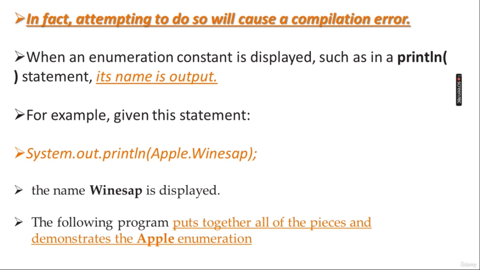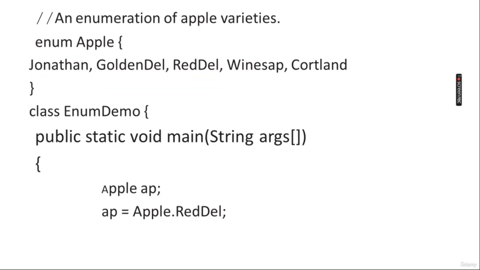When an enumeration constant is displayed, such as with println, its name is output. So whenever you display an enumeration constant, it displays its name, for example Apple.Winesap is displayed as Winesap. The following program puts together all of the pieces and demonstrates the Apple enumeration. We will group all these statements and create one program: Jonathan, GoldenDel, RedDel, Winesap, and Cortland.